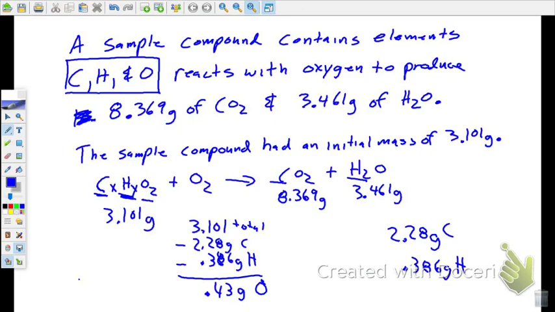And this is practicing empirical formula. So we went through that work to find the weight of everything so that we can convert it to moles, and then we can convert it into a formula. So go ahead and do that if you would.